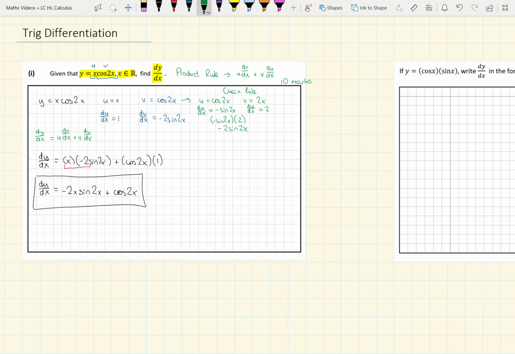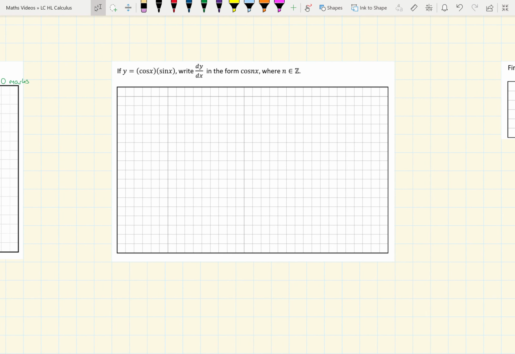Okay, so now we have a look at our second question. We're being given a function here. They want us to find the derivative. They tell us it's going to look like this. And then we have n as an element of z. So we have u and we have v. So that tells us it's going to be product rule.